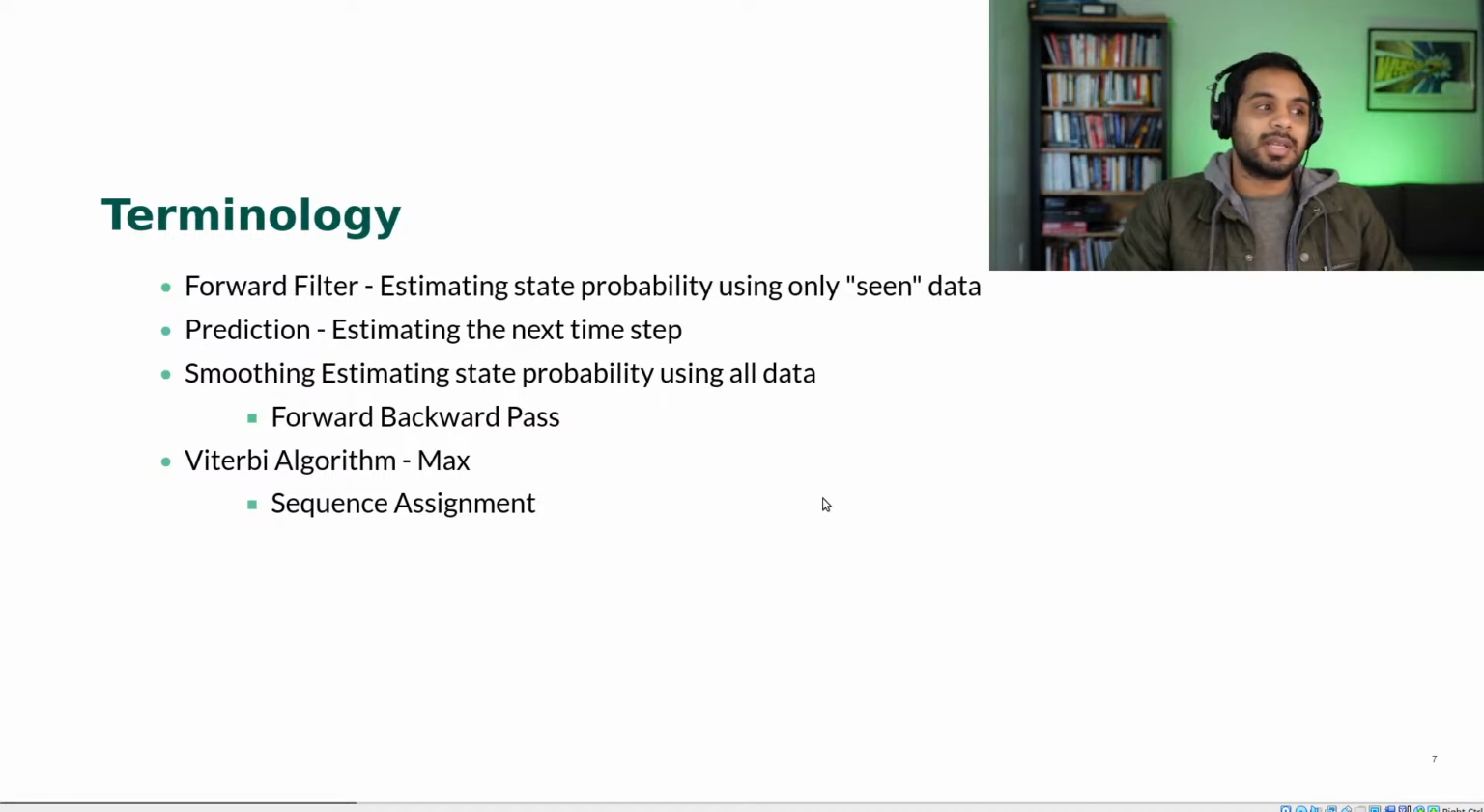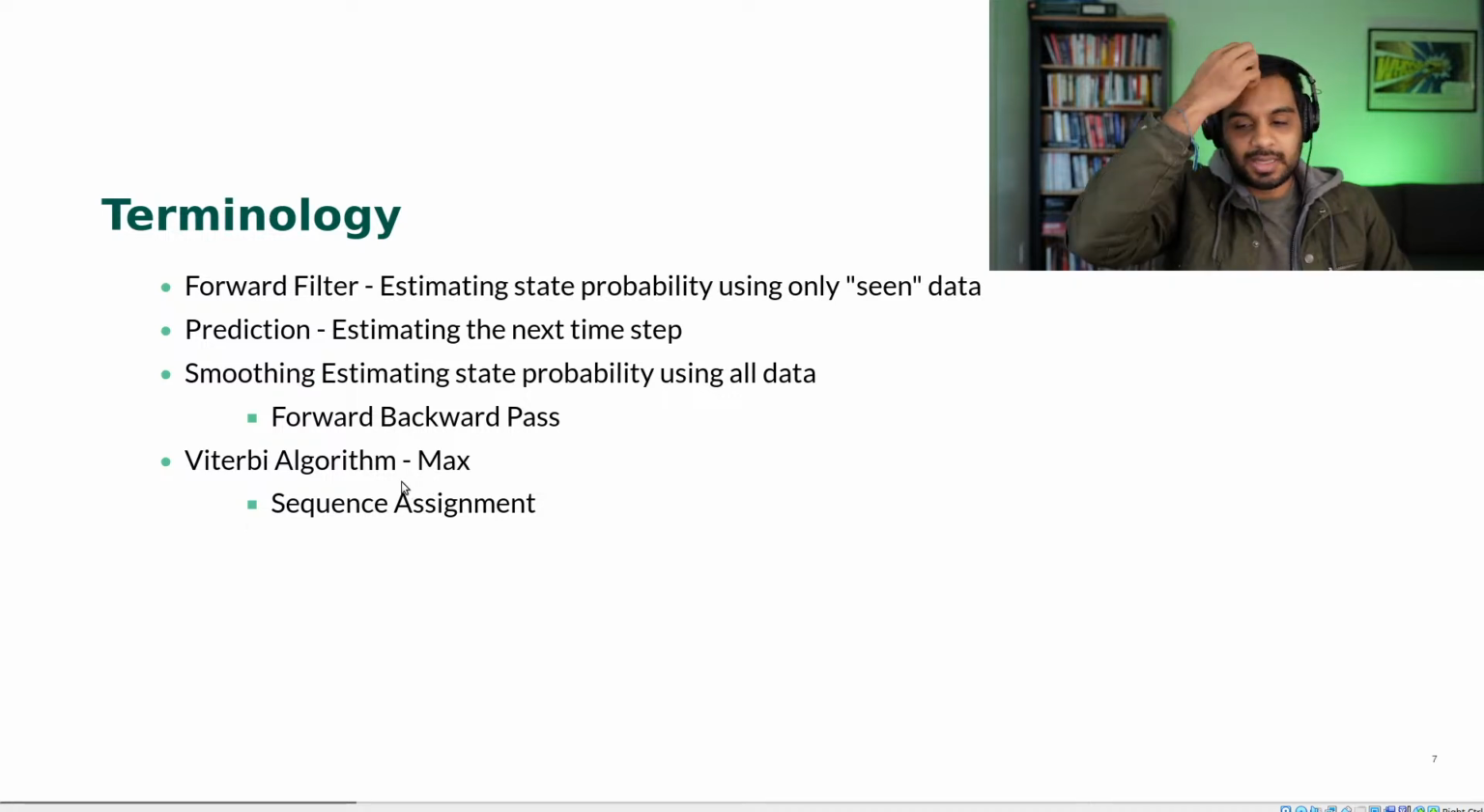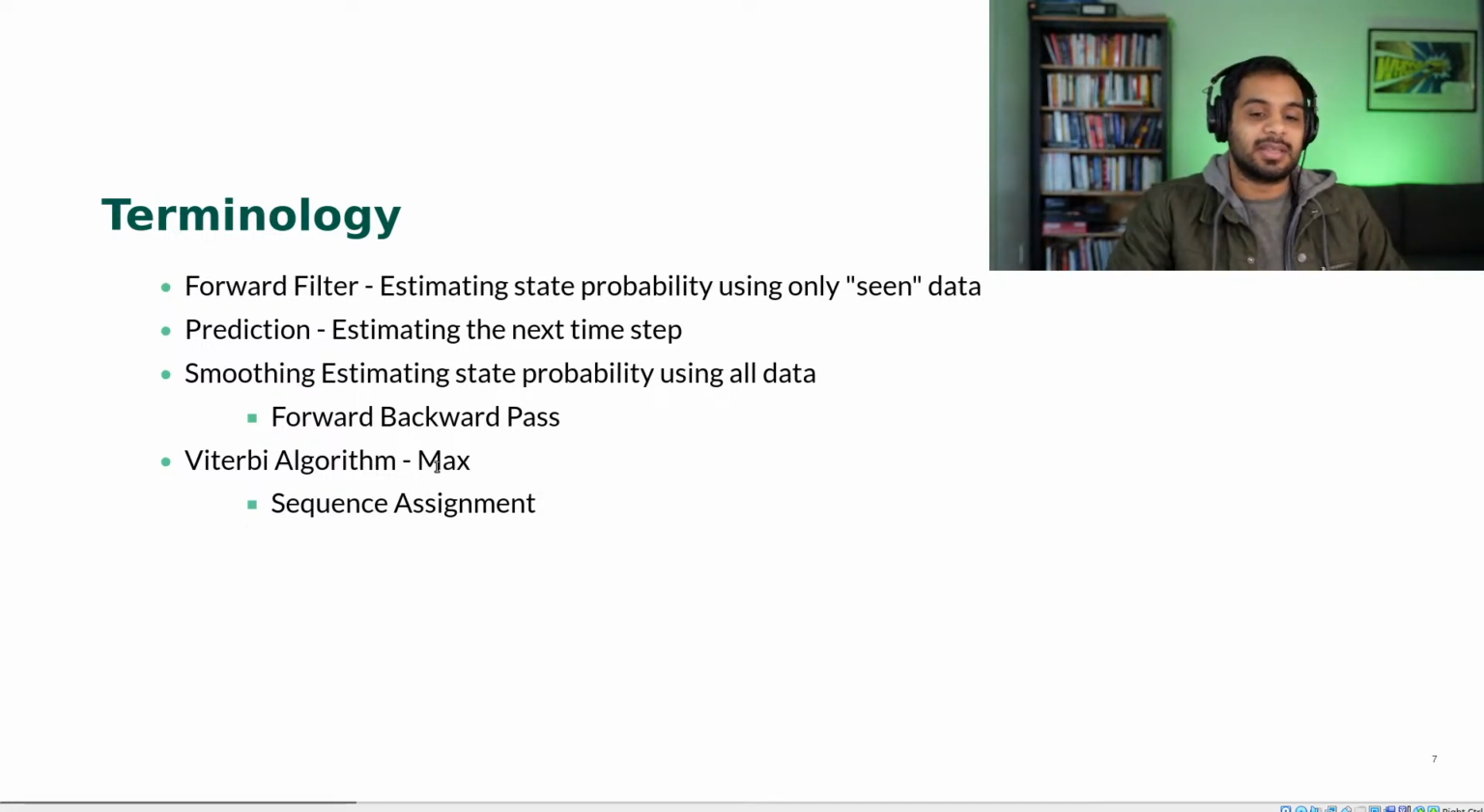There's a lot of terminology, and again, it's duplicated. We have the forward filter, which is estimating the probability using only the seen data. This is implemented, and there's a reason I'm calling it out here when we get to the code. Prediction estimates what the state will be at the next time step. Smoothing is the forward-backward pass. This is useful for state estimation, but is also necessary for the EM algorithm that Lars had just mentioned. Then there was the Viterbi algorithm, which is the max sequence assignment: instead of just the probability of a state, what was the maximum likelihood sequence of states?